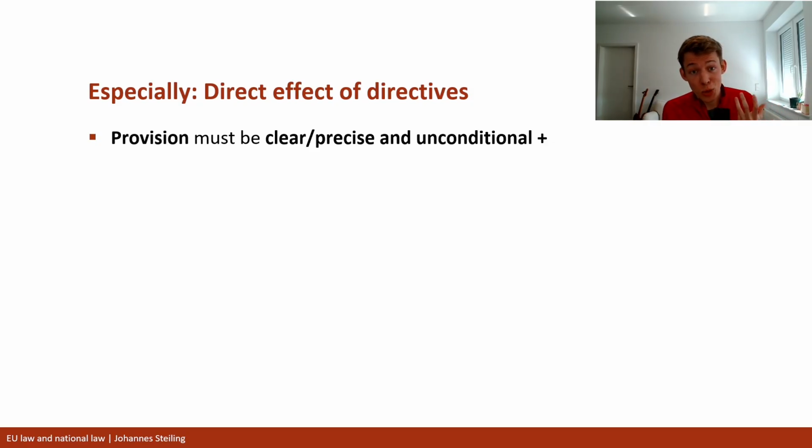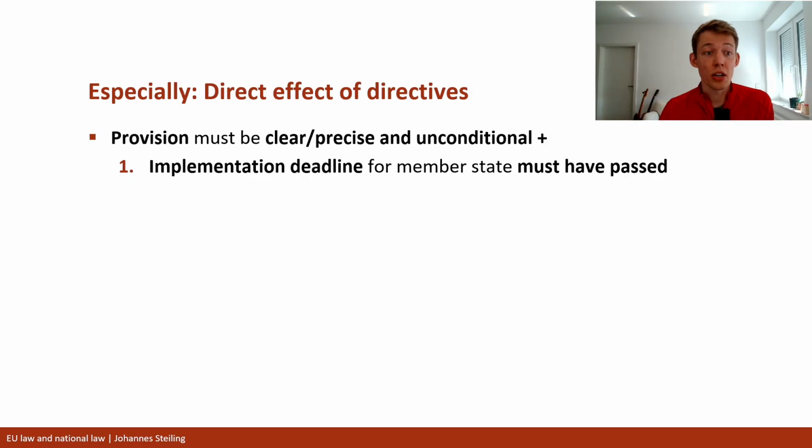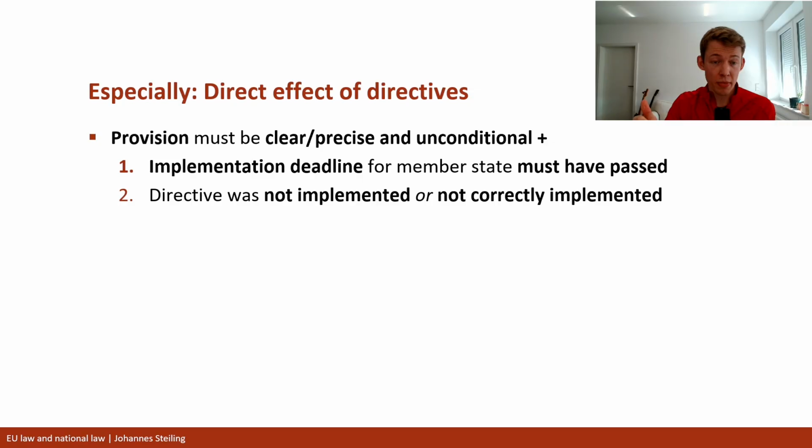But the ECJ has said, well, if the state doesn't transpose the directive, so states usually have an implementation period and there's an implementation deadline, usually it's 2 years, and the ECJ says, well, if this implementation deadline passes and the directive has not been implemented into national legislation, or it hasn't been fully or correctly implemented into national legislation, then directives, and this is really important to realize, can have direct effect. So what would this mean?